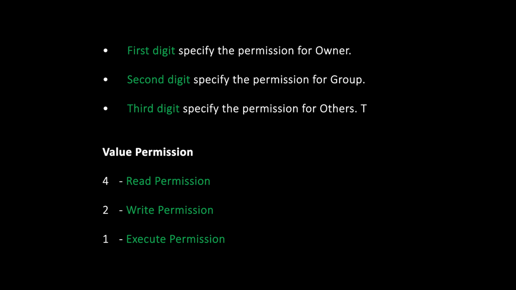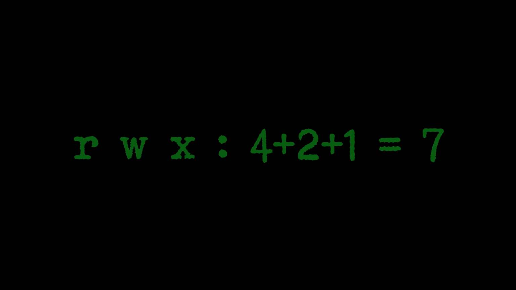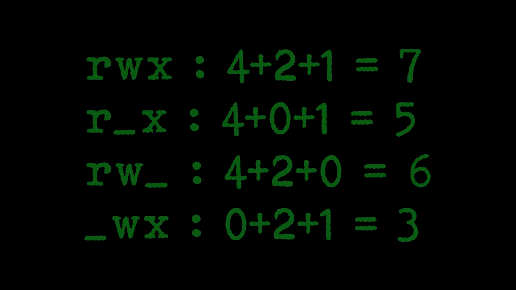Now, let's learn about numeric, or absolute mode. In this method, we specify permissions using a 3-digit number. The digits are calculated by adding the values of the individual permissions. For example, if a user has all read, write, and execute permissions, then it is represented with the number 7, as you can see by adding the numeric values. If a user has only read and execute permissions, then it will be represented with the number 5. Likewise, permissions will be represented in numeric values in this absolute mode.